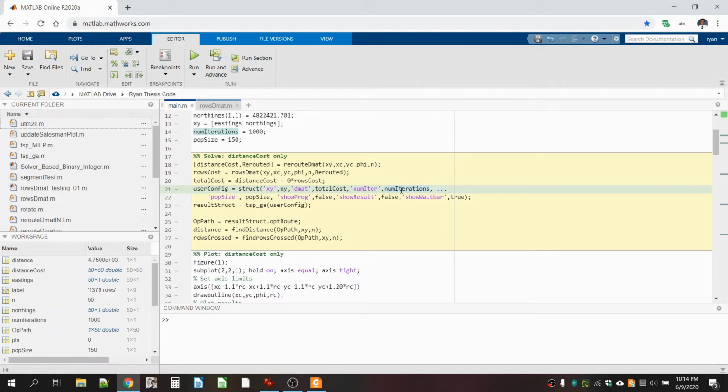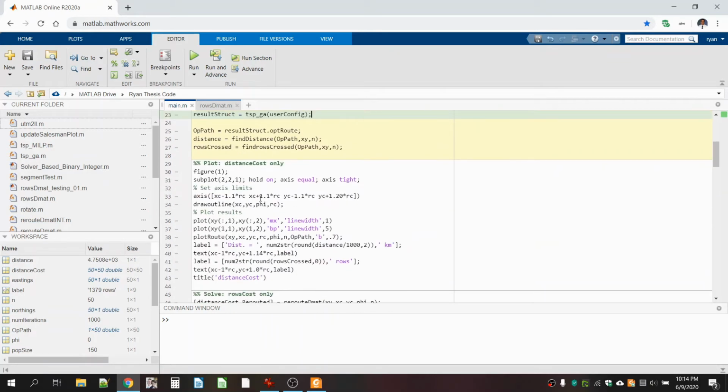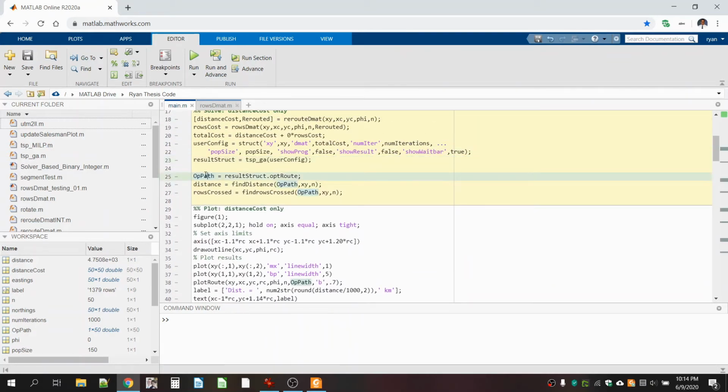I'm going to define my own number of iterations, which is num iterations. Same with population size. I don't want to see my progress. I don't want to see the result of the convergence, but I do want to see the wait bar. That's what this line of code is doing. And then here I'm going to actually call the algorithm using these parameters. Okay, so after this line of code is run, you'll see a wait bar, and it'll progress, and when it's done, it's done. So then I'm pulling out a few important things from this result structure.